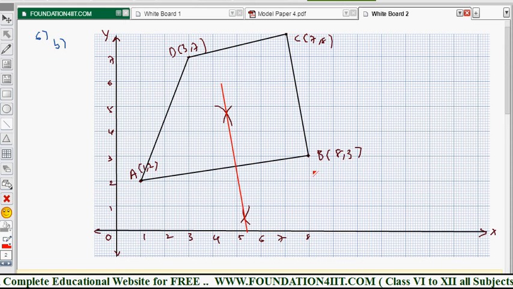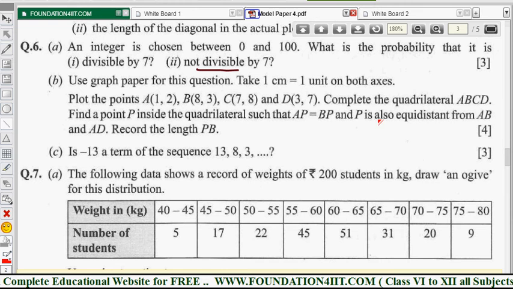So accurately you can take, and we should bisect the side AB. That means what are the points? They are equidistant from A and B. And next, for the remaining, P is also equidistant from AB and AD. Whenever it says sides, you should bisect the angle between AB and AD.